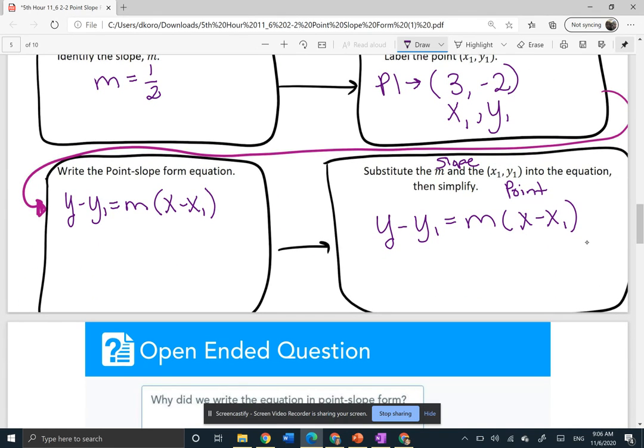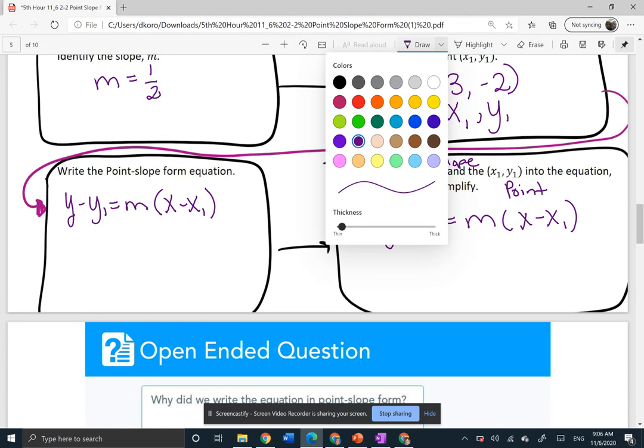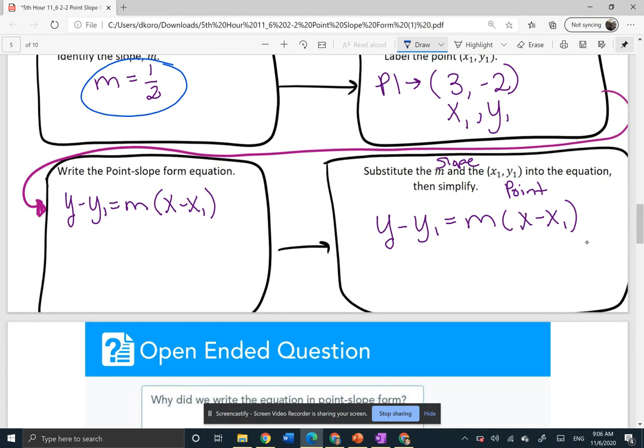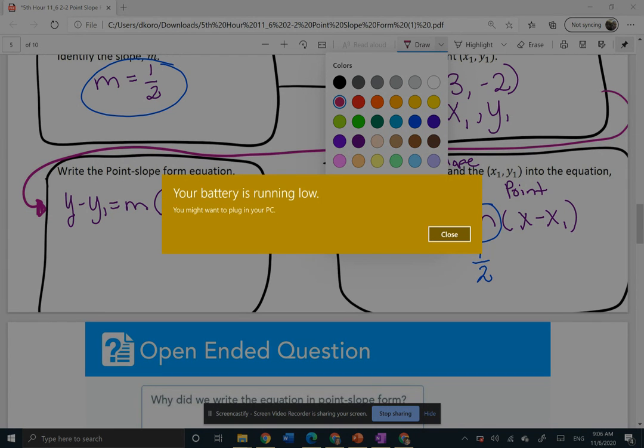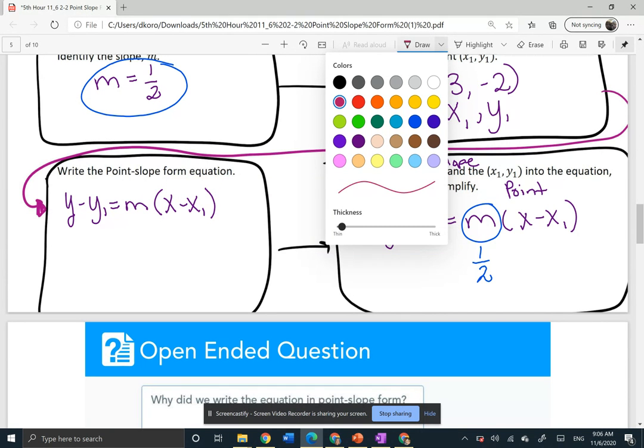Okay, so now we're going to just substitute. Our slope is 1/2. So that's what we're going to replace here. So we're going to substitute 1/2 in for the slope. Then you notice that we only have x1 and y1.